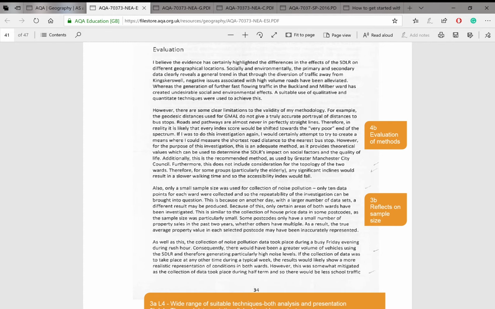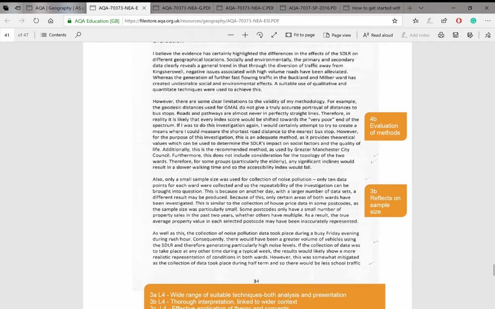So it says here, socially and environmentally, the primary and secondary data clearly reveals a general trend in that through the diversion of traffic away from King's Cowell, negative issues associated with high volume roads have been alleviated, right? So this is the data which I explored, and in relation to the aims of my study, my sub questions, that data has been quite useful. All right, let's go on to the second paragraph where it becomes a little bit more critical.